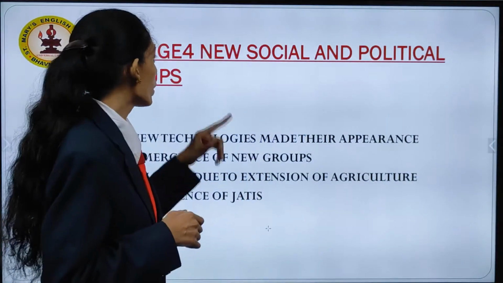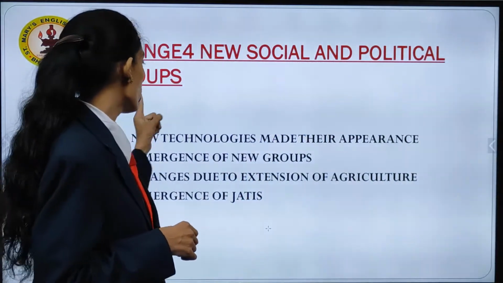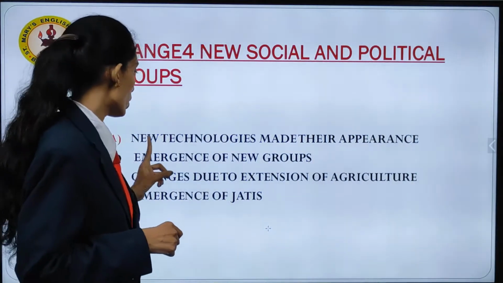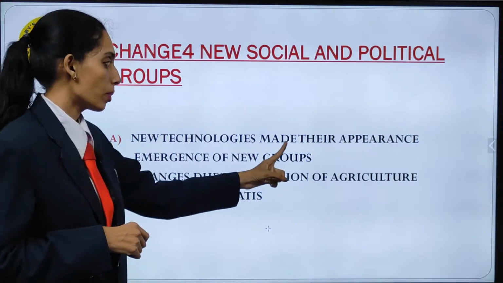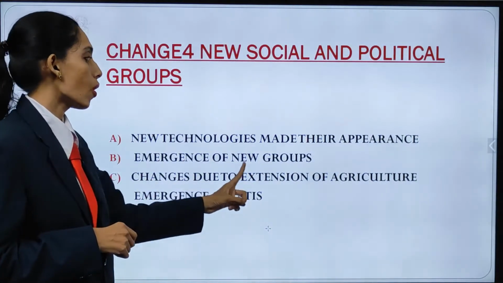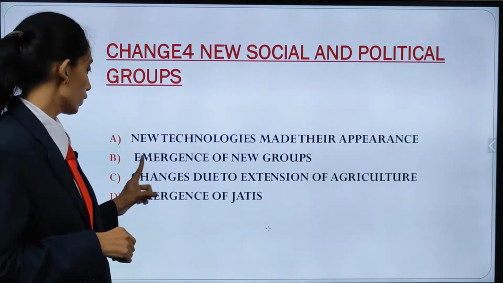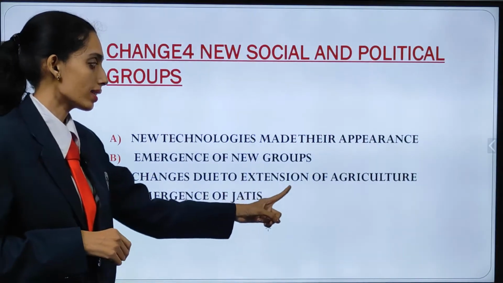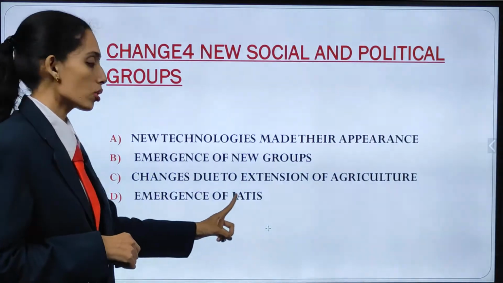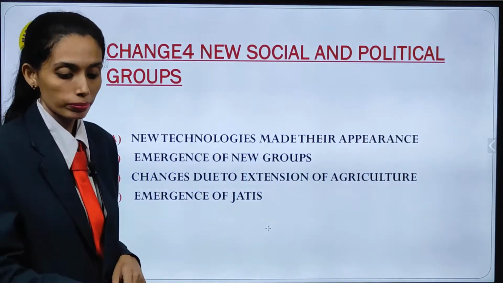Today we will see the change number 4, New Social and Political Groups. In this, what are we going to study? First, new technologies made their appearance. Second, emergence of new groups. Third, changes due to extension of agriculture. Fourth, emergence of Jatis.